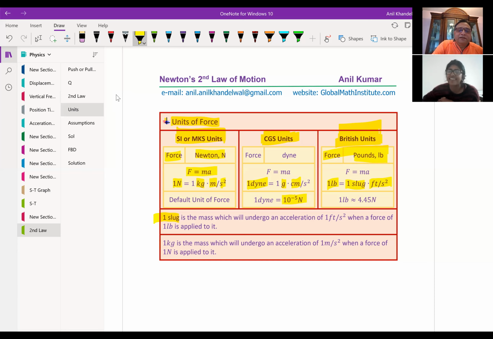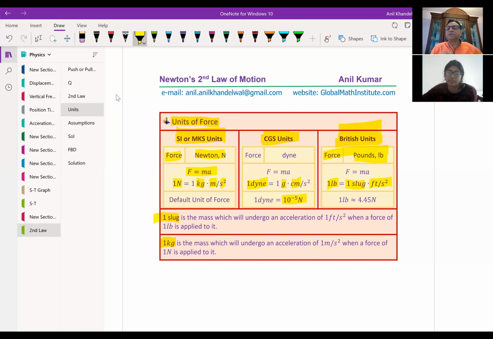But people near you are more concerned with 1 kg. So what is 1 kg? Please read this also. 1 kg is the mass which will undergo an acceleration of 1 meter per second squared when a force of 1 Newton is applied to it.